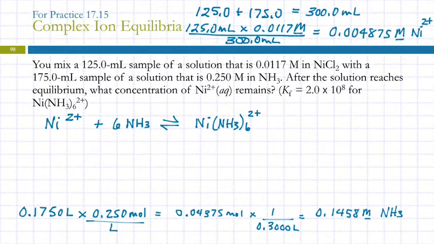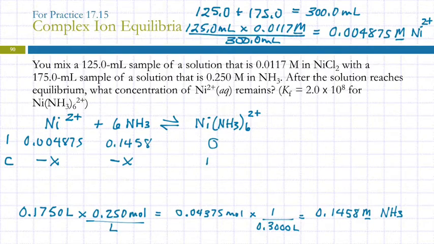So we're going to start out here with 0.004875 of the nickel and 0.1458 of the ammonia. And then what's going to happen? It's going to react, right? And form the complex ion. So we can think of this with a nice table. So we're going to lose X here and lose X there. And originally we had none of this complex ion, and we're going to gain X.